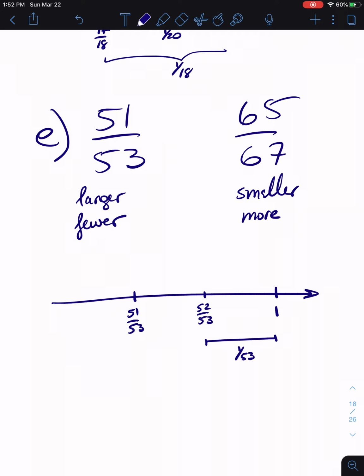Now, are 67ths going to be greater than or smaller than 53rds? When we looked at them, they're smaller. So this would be our 1/67th, and maybe another 67th. I'm not sure where that's going to land, but I do know that at the end, we're going to be missing less than in 53rds. So this is going to be a greater fraction because we're missing less to get to 1. We're less short to get to 1 than we are with the 53rds. We're missing smaller pieces.